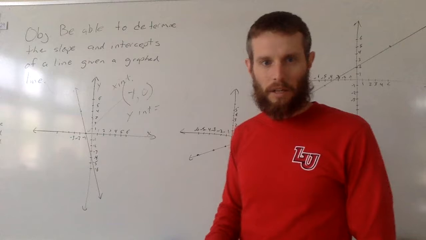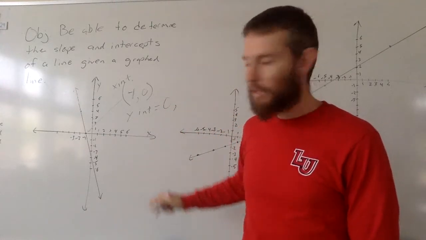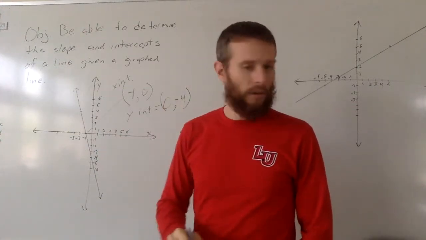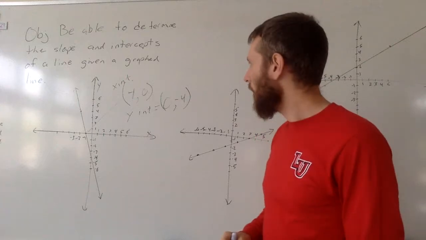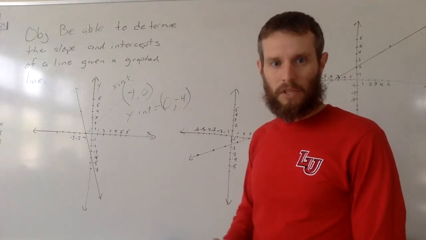At our y-intercept, x is going to be 0. So it's going to be (0, something), and that something is -4. That is our y-intercept. So I found both the intercepts. Now I want to know, what is the slope of this line?